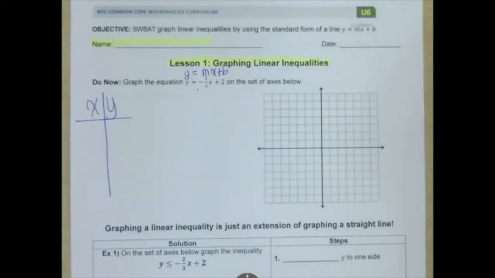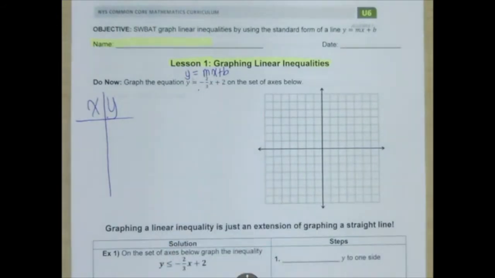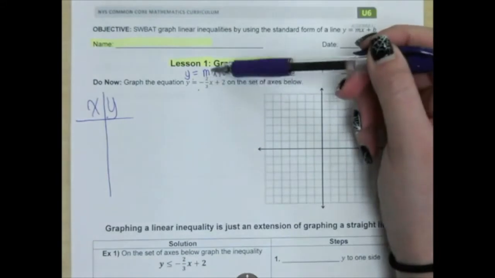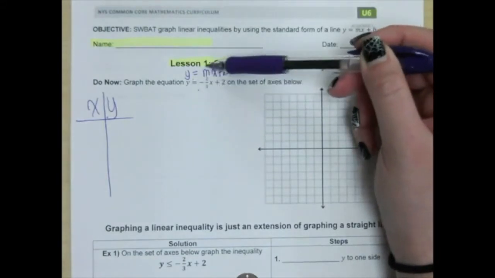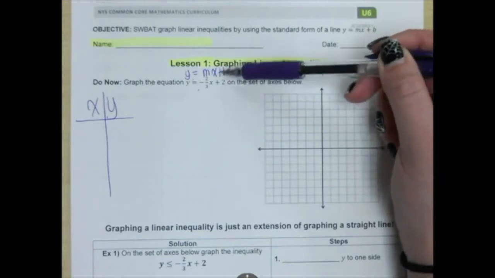So as we look at the do now, it says graph the equation y equals negative 2/3 x plus 2 on the set of axes below. Before I jump in, right off the bat, I'm noticing that this is the equation of a line, y equals mx plus b. So I can see here that my slope, that m value, is going to be negative 2/3, and b, that y-intercept value, is going to be a positive 2.